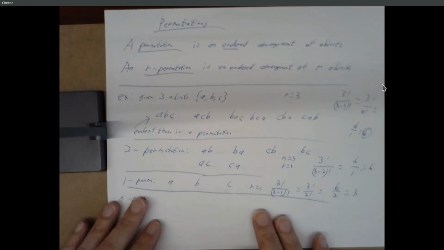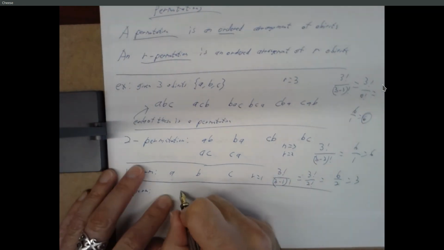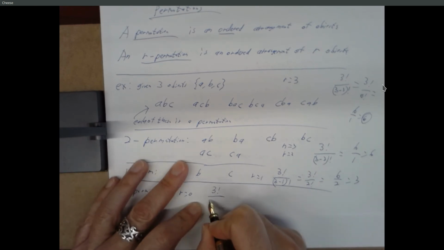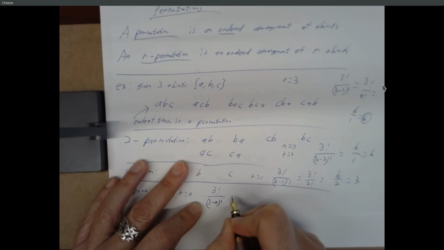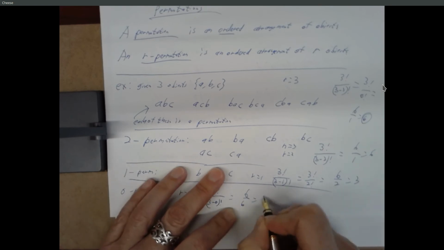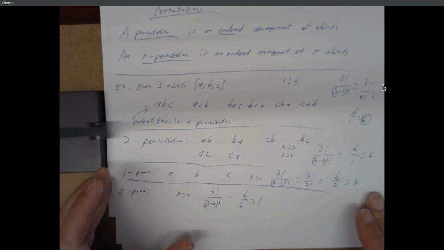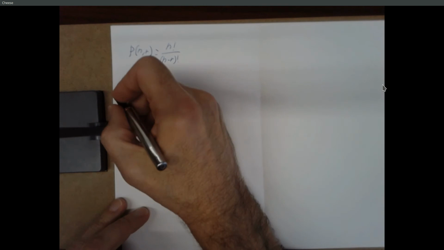If we try this for 0-permutations, r equals 0, this is 3 factorial over 3 minus 0 factorial, which is 6 over 6, which is 1. So there is 1 0-permutation, which is you don't select anything. So that still works. So it's a general formula.